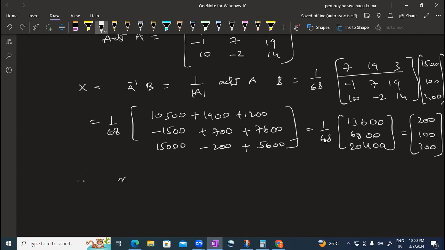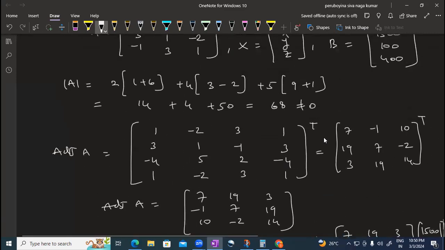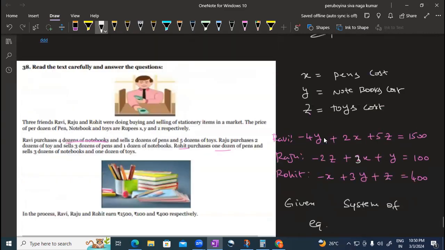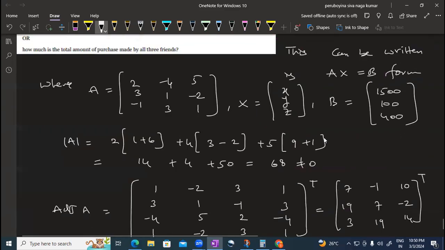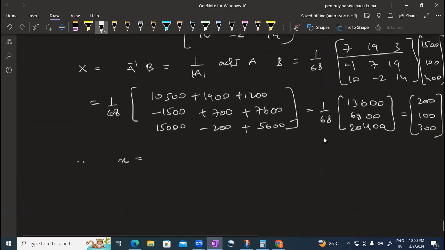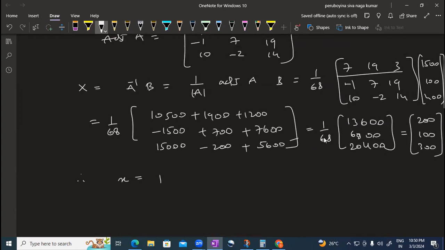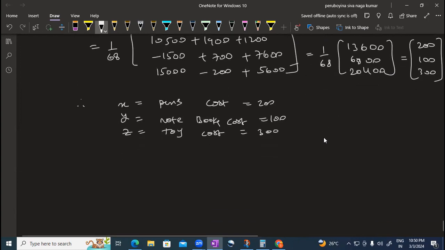So therefore, what is x? X means pen, y notebook, z toy. A dozen pens cost 200. Y is equal to dozen notebooks cost 100 rupees. Z is equal to toy cost is 300.